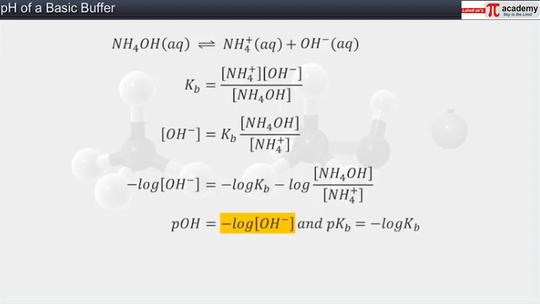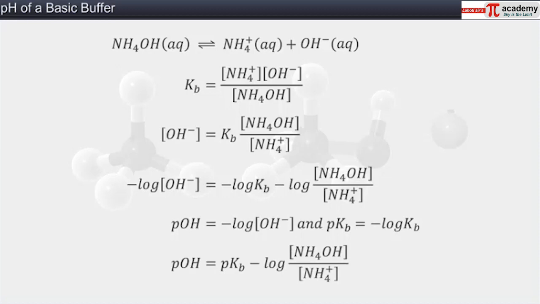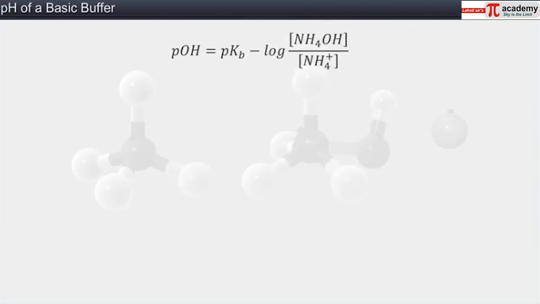You know that minus log of OH minus is equal to pOH and that minus log of Kb is equal to pKb. By substituting these terms in the earlier equation, we get pOH is equal to pKb minus log of concentration of ammonium hydroxide divided by concentration of ammonium ions. We can also represent the equation as pOH is equal to pKb plus log of concentration of ammonium ions divided by concentration of ammonium hydroxide.